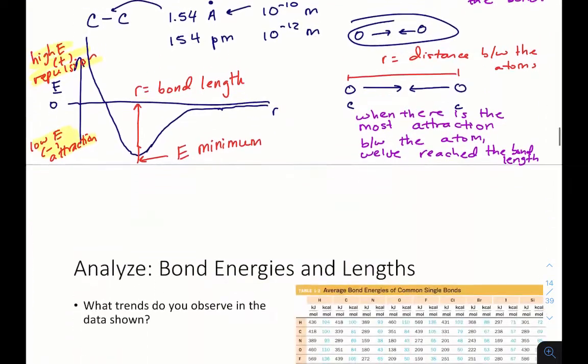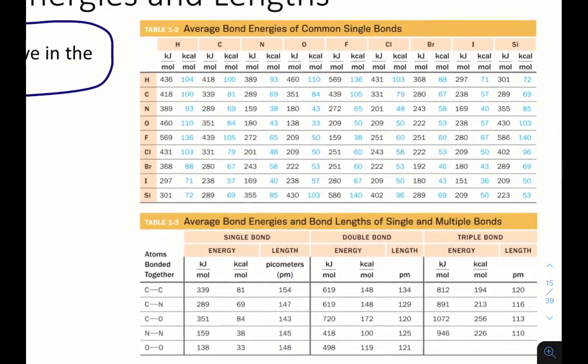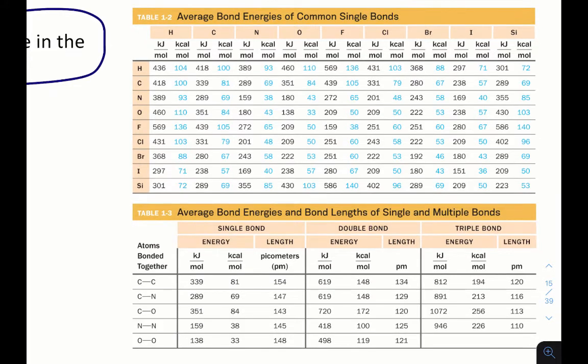I'm sure you've seen a table similar to this one before of bond energies and bond lengths. I'm going to zoom into this table and ask you to take a look and describe any trends that you see in this data. Here you go. Take a minute. List any trends that you notice. What did you come up with?